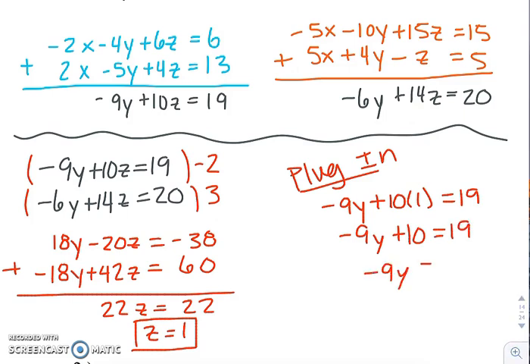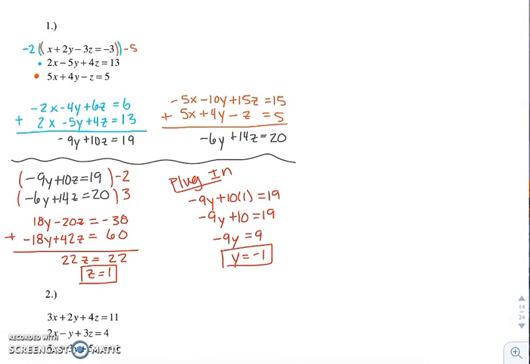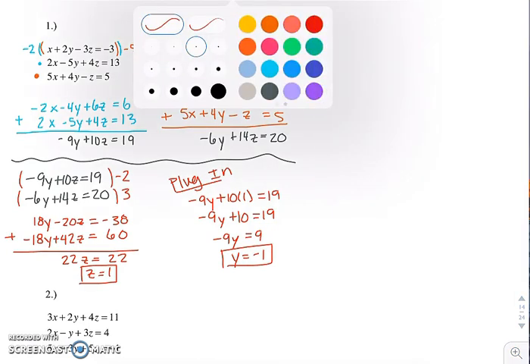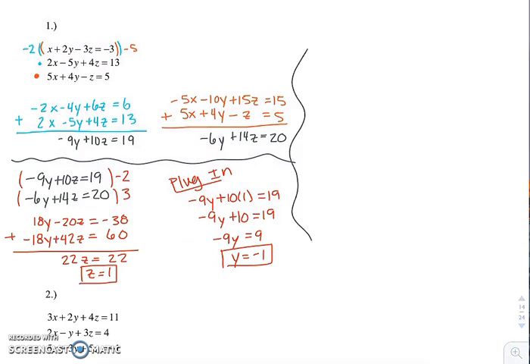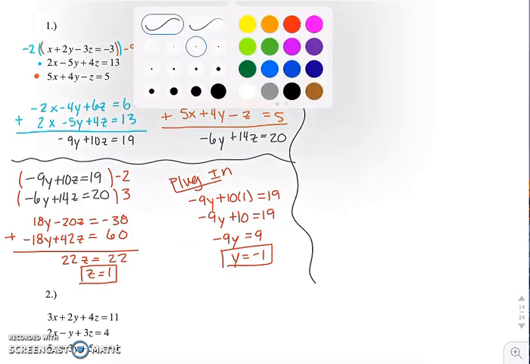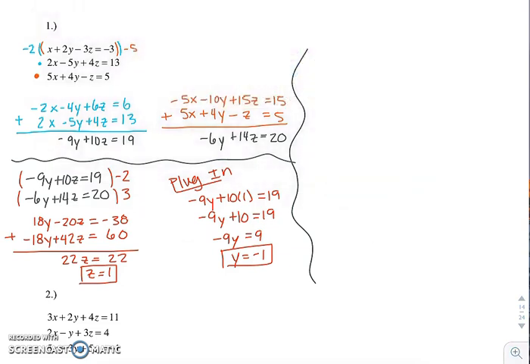So we get negative 9y equals 9. So y will be negative 1. And then we've got to plug in one more time to get that last variable. So we will plug in both z and y then to get our x. So we can plug that into one of our original systems of equations in the original problem with 3 equations. So I'm just going to pick the first one there, x plus 2y minus 3z.